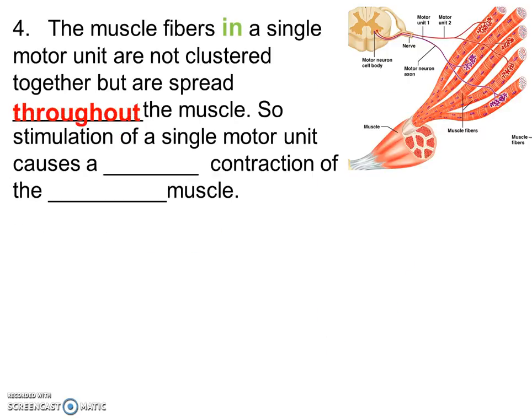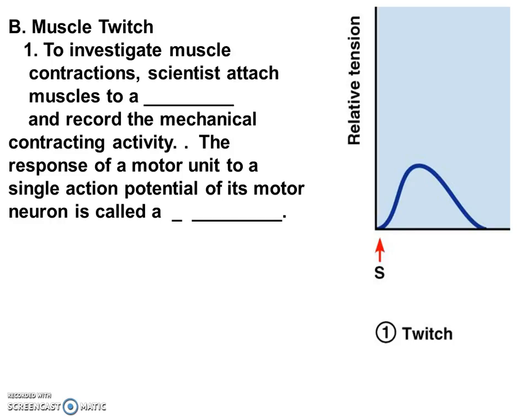contraction. And muscle fibers in a single motor unit are not clustered together but spread out through the muscle. So that means that this one and this one will be contracting, and then these three will be contracting together. This is so you don't have just the top part of your muscle contracting, but it appears the whole muscle is contracting because they're spread out sporadically. So stimulation of a single motor unit causes a weak contraction of the entire muscle.